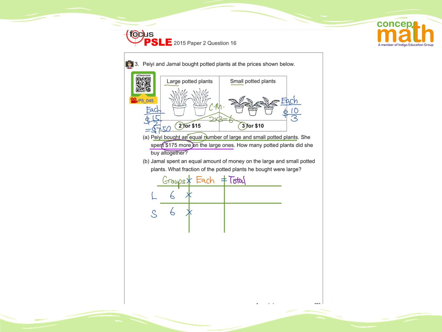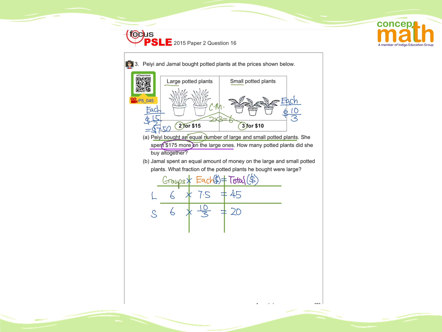So we multiply 6 by $7.50 each, and that gives us a total cost of the 6 large potted plants, which is $45. As for the small potted plant, $10 divided by 3, but we must buy at least 6 because it must be an equal number, so it will be equal to $20. That's the total cost of 6 large potted plants and 6 small potted plants: $45 and $20.